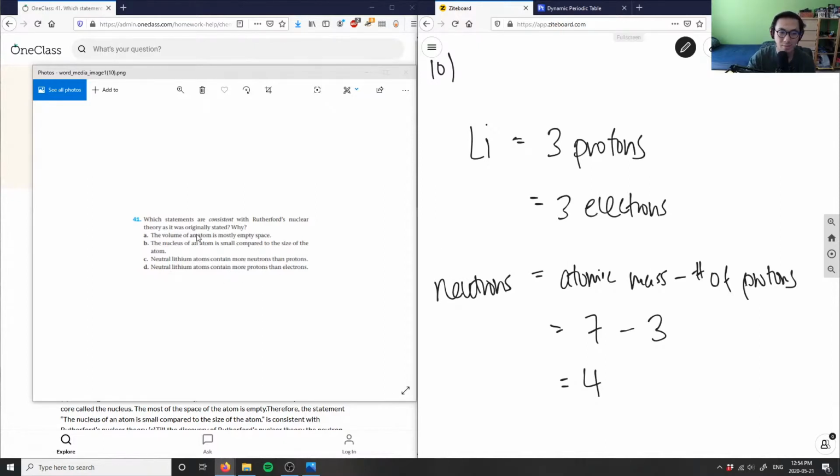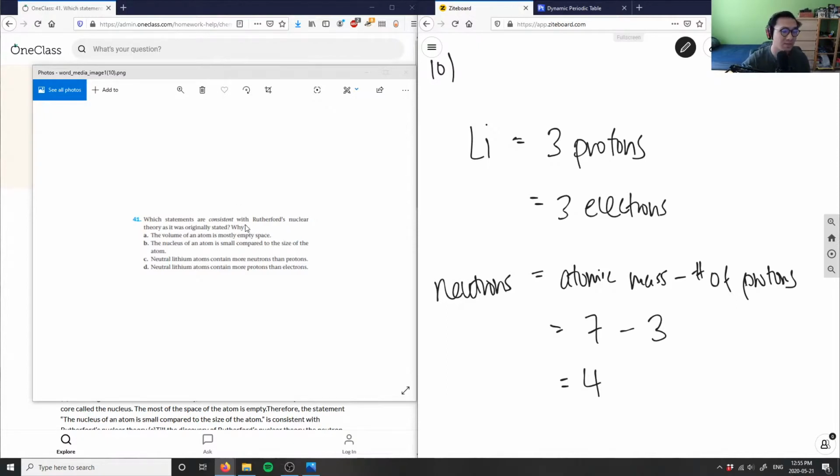Now let's look at A and B. A says the volume of an atom is mostly empty space, and this statement is true. We have the nucleus, and then we have orbitals or electrons surrounding the atom as well. B says the nucleus of an atom is small compared to the size of the atom. This here is false, right? Because the nucleus actually makes up most of the size of the atom. So we know that B and D are false, so we're just looking at A and C here.